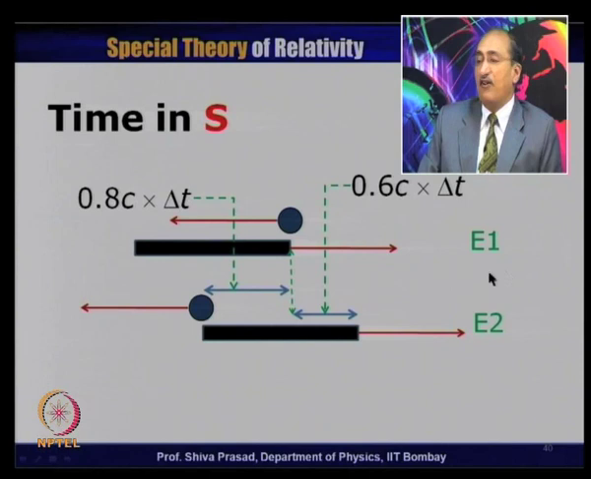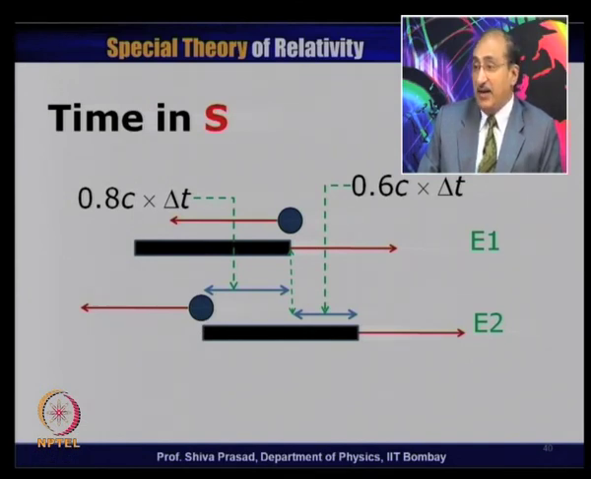So, let us suppose event 1 occurs, which means this particular particle reaches this end of the rod. This is my event 1. Event 2 is when this particle reaches the second end of the rod. But between these two events, this particle is moving to the left, this rod is moving to the right. So, by the time event 2 occurs, this rod would have already moved to the right and this particle was anyway moving towards the left. So, when event 2 occurs, it occurs somewhere here.